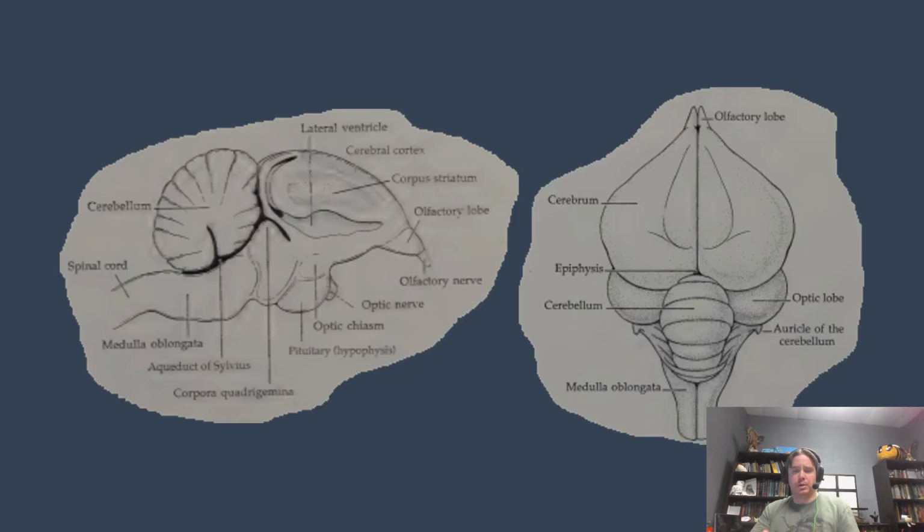The optic lobes and the auricle are associated with vision and hearing. And the medulla oblongata is primarily concerned with various involuntary functions. These are things like breathing, right? You don't have to think about breathing to breathe. Neither do birds. As a matter of fact, if you sit and think about your breathing, you start to have trouble breathing. It's a weird thing. Like you were never supposed to be thinking about how to breathe. You just do it. And so these are the different major regions of the brain.